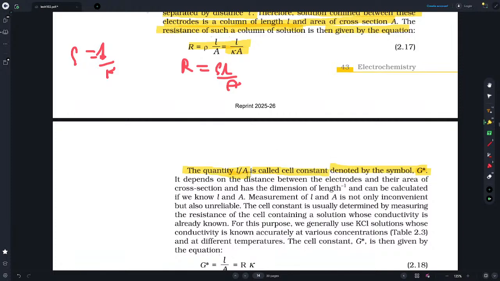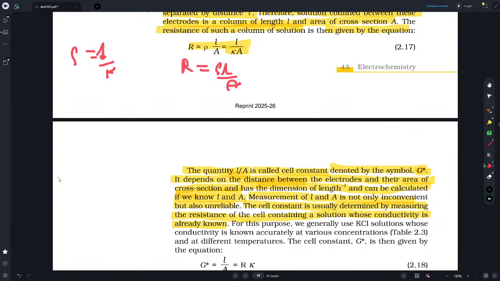This quantity G star depends on the distance between the electrodes and their area of cross section. As G star is defined by L by A, it depends on the distance between the electrodes as well as the area of the cross section of the electrodes. It has the dimension of length inverse and can be calculated if we know L and A. Measurement of L and A is not only inconvenient but also unreliable. The cell constant is usually determined by measuring the resistance of the cell containing a solution whose conductivity is already known.